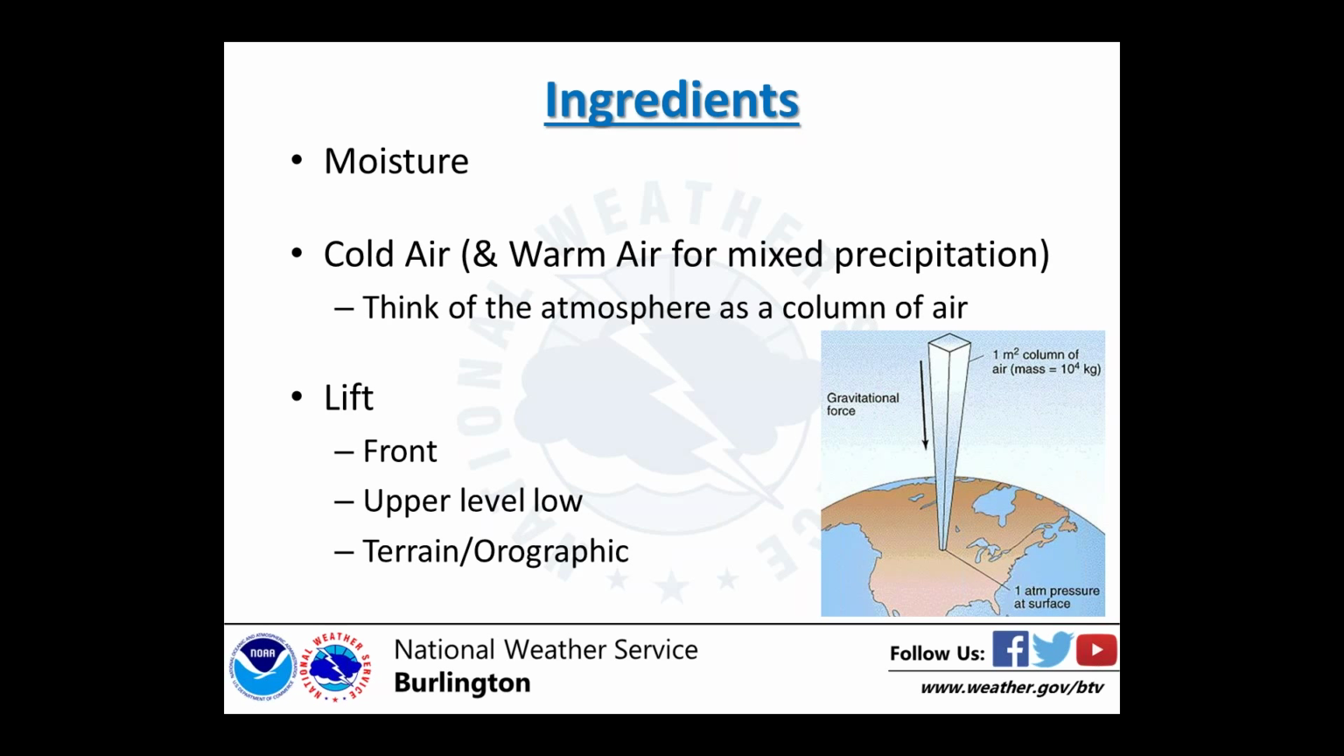Now, one of the key things about understanding how mixed precipitation forms is you have to think of the atmosphere as a column. You have the surface at the bottom, and then, of course, you have up further in the atmosphere. Just think of it as a column over an area.